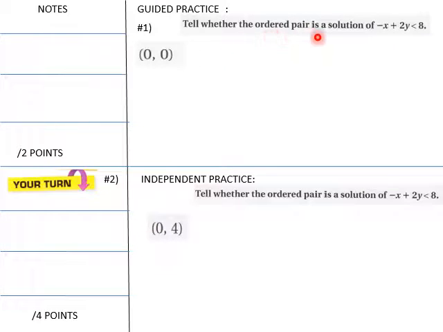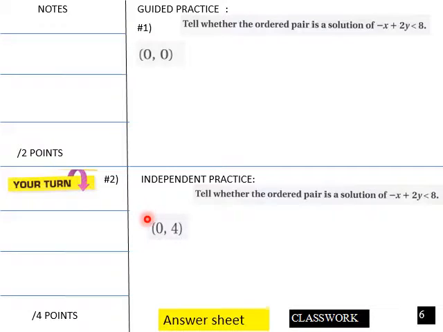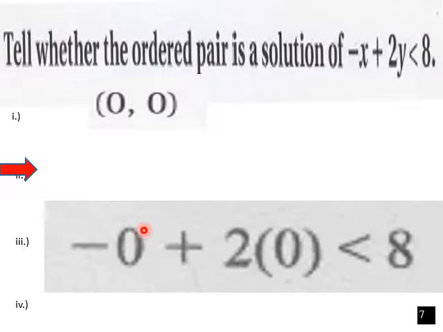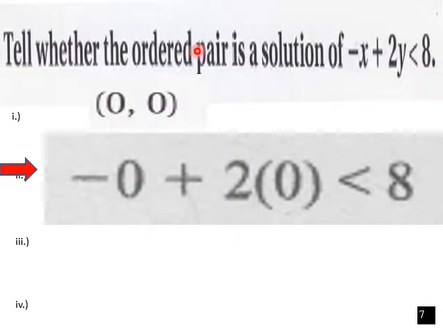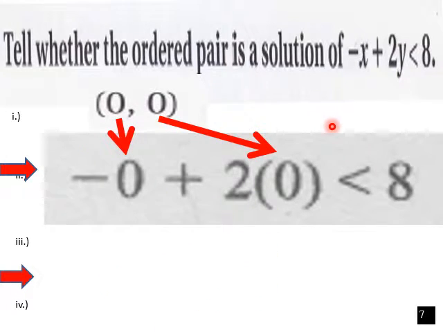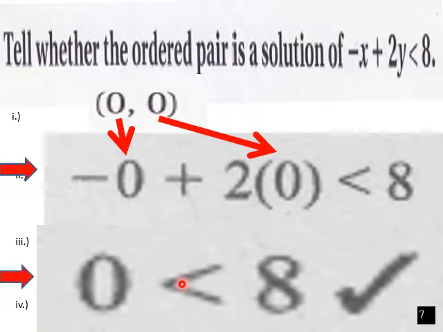Okay, tell whether the ordered pair is a solution of negative x plus 2y is less than 8. We're going to test 0, 0. Students, this is your problem here. Test this point and tell whether it is a solution. We plug 0, 0 in, and what do we get? 0 is less than 8.